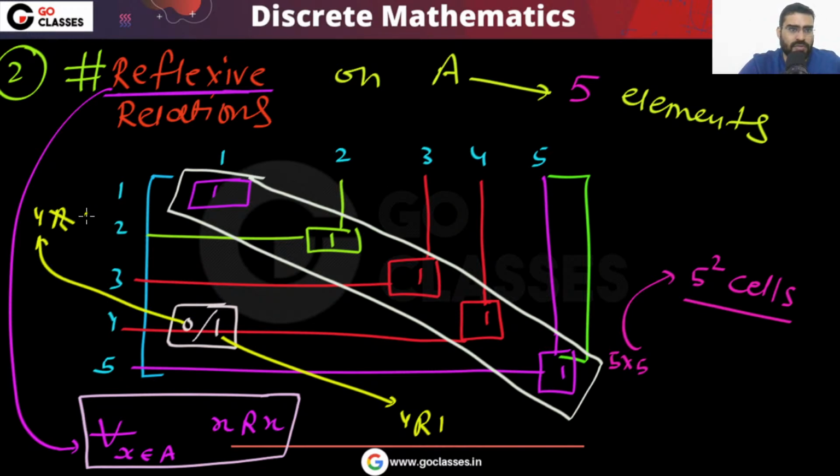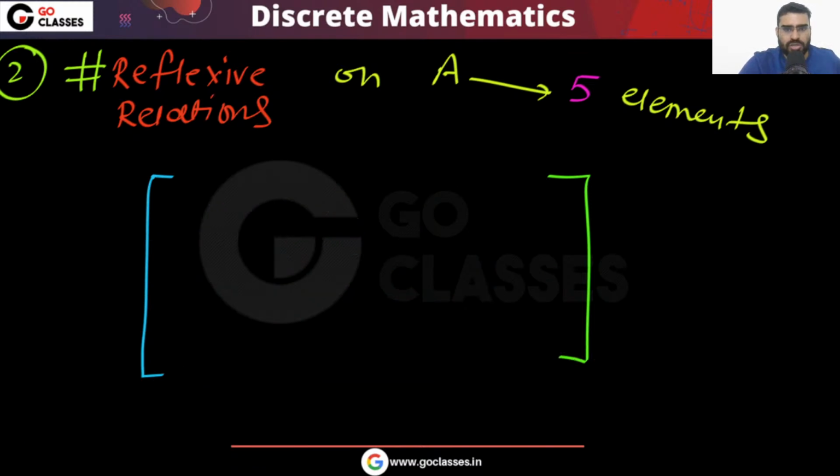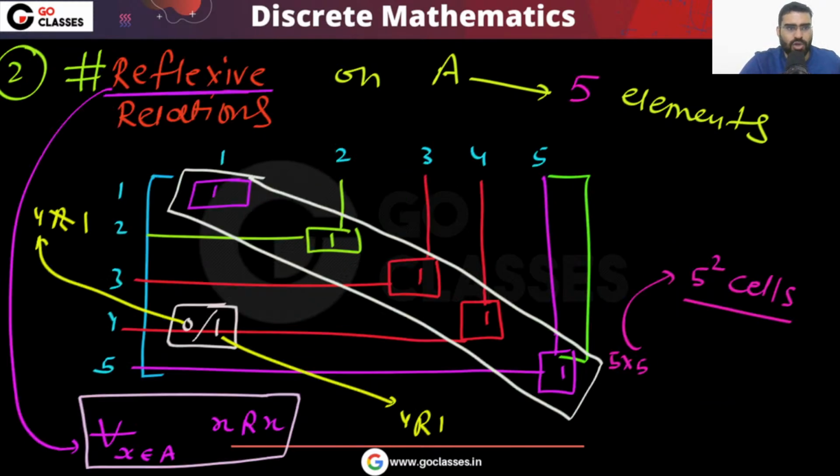Okay, so this is the point. 4 is related to 1. So either 4 will be related to 1 or 4 will not be related to 1. So for the remaining choices, you have a total of 2 choices. Okay, so finally, what will your answer be?